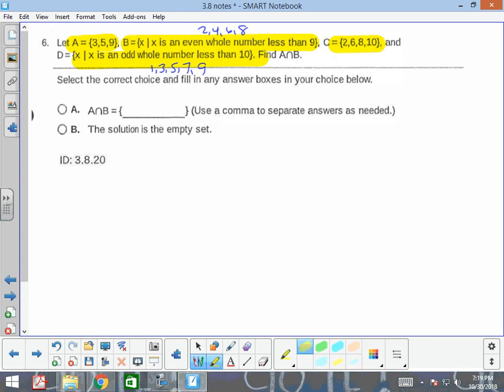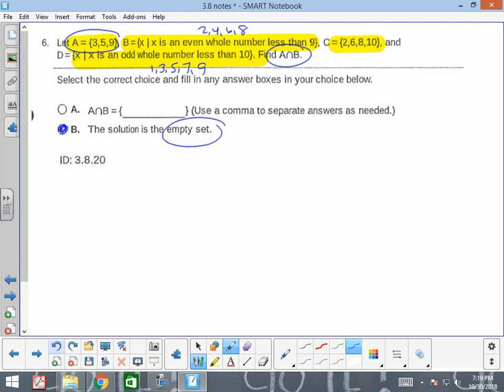Find A intersect B. So A is 3, 5, and 9. B is 2, 4, 6, and 8. They have nothing in common again. So what is that? That's the empty set.